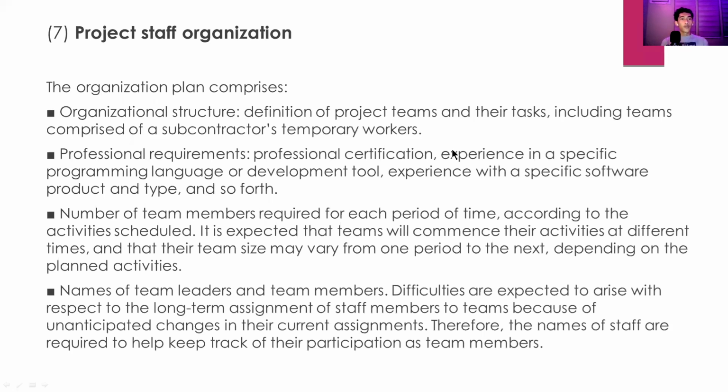Seventh, project staff organization. So the organization plan comprises first the organizational structure, second the professional requirements, third the number of members required, and fourth the names of the leaders and team members. So first is the organizational structures. This is the definition of project teams and their tasks, including teams comprised of subcontractors and temporary workers. Then second is the professional requirements.